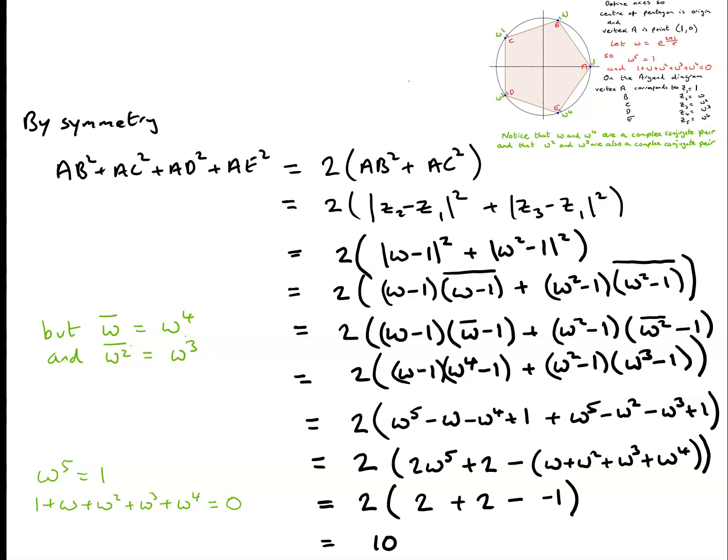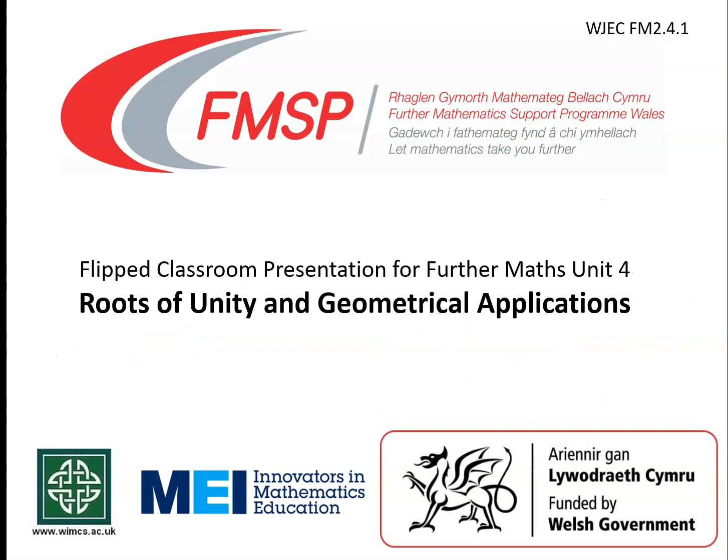So we've used complex roots of unity here to prove a rather nice result about the geometry of regular pentagons. And that concludes our work on roots of unity and some geometrical applications.